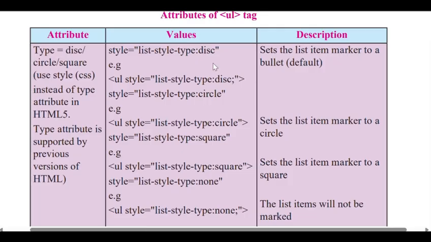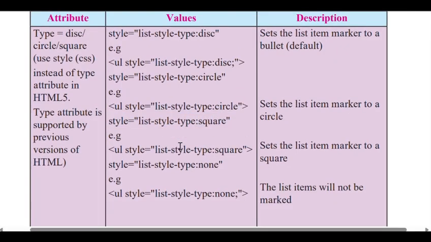Style is equal to list-style-type: disk. This is used like this: UL unordered list, style is equal to list-style-type: disk. Then style is equal to list-style-type: circle. It will be like this. Under UL it can be used like this: UL style list-style-type: circle. And style is equal to list-style-type: square.